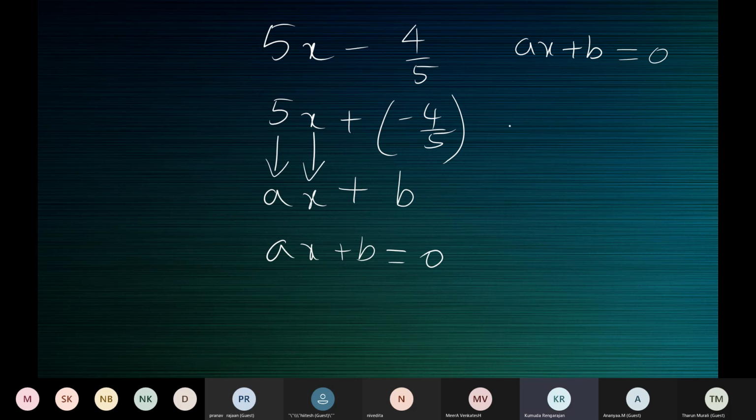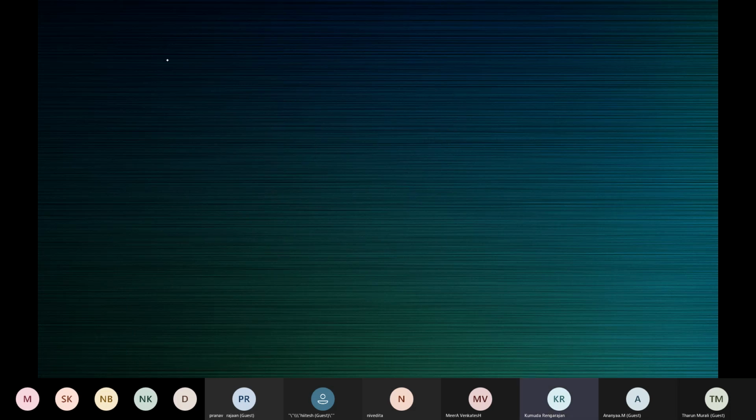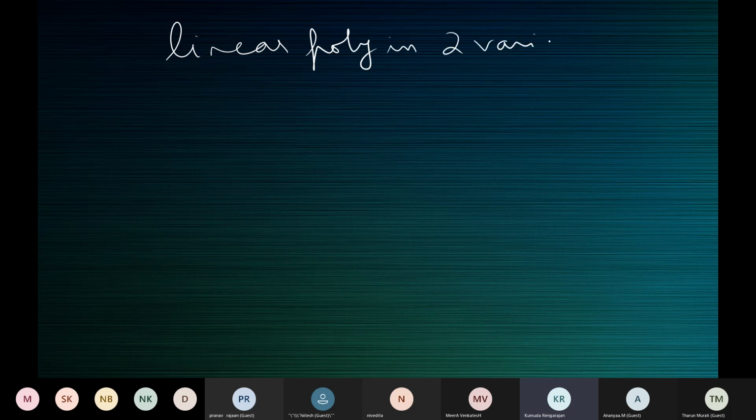Now, an example of a linear polynomial in two variables x and y. Let's see that. See, every term has a meaning, you know. So we are saying linear polynomial in two variables. So normally we take x and y as the variables.